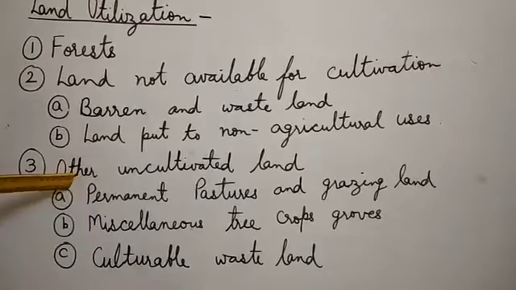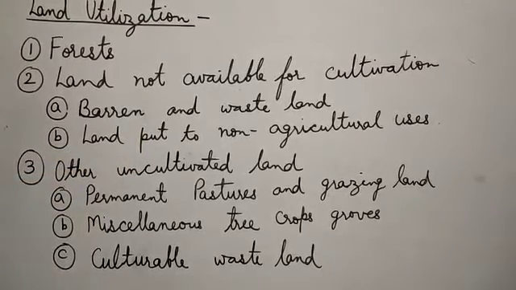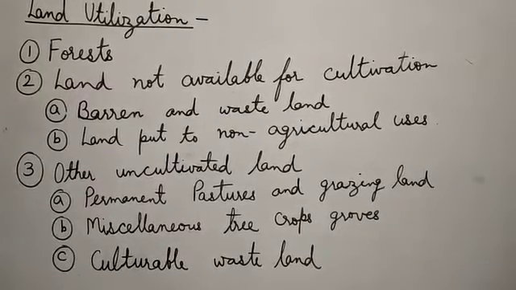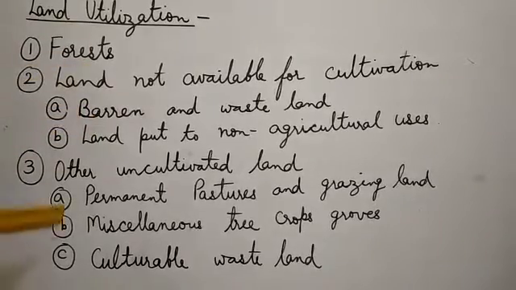First is permanent pasture and grazing land. We know how important these pastures are for the animals. The grasses that grow can be good food for the animals. They are not available for cultivation.